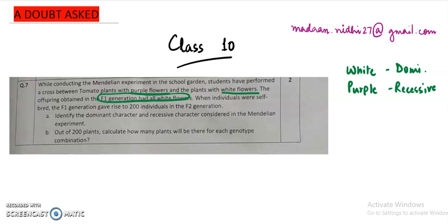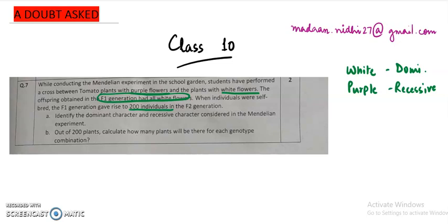When individuals were self-bred, the F1 generation gave rise to 200 individuals in the F2 generation. That means they are giving us the clue of monohybrid cross. Total individuals produced were 200. Identify the dominant character and the recessive character.